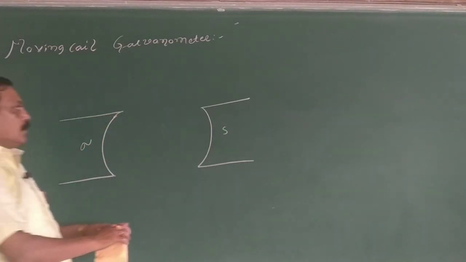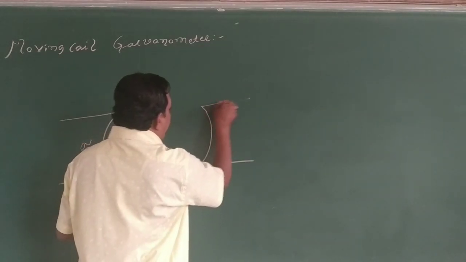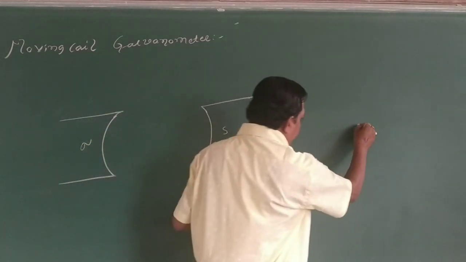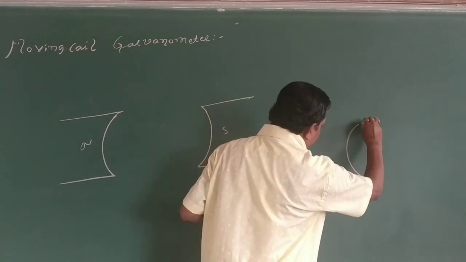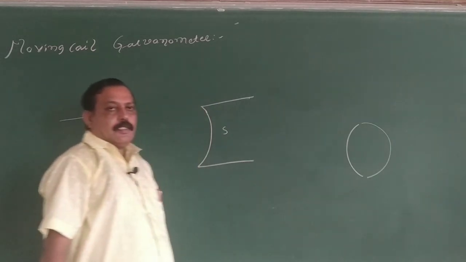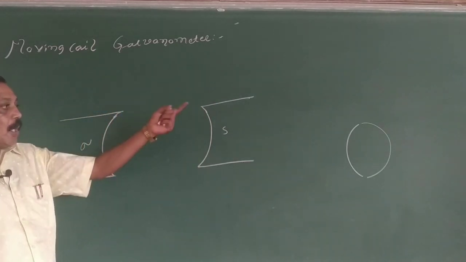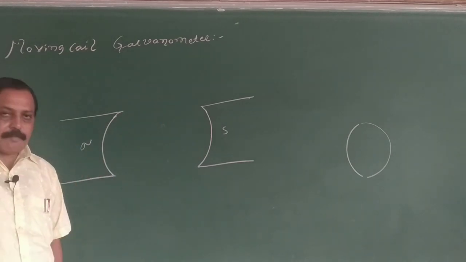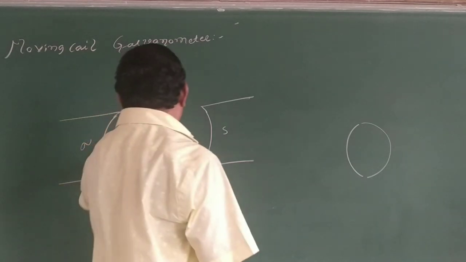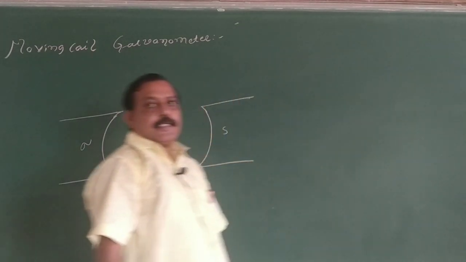Why is the concave shape preferred here? When I take both the shapes very close, it gives a circular type, and the magnetic field is distributed along the radius. To achieve the radial magnetic field, we take the concave pole pieces of the magnet.